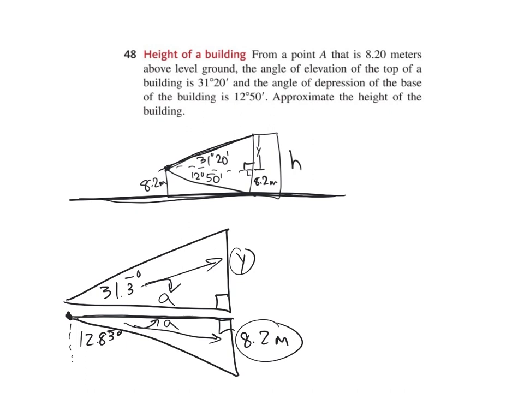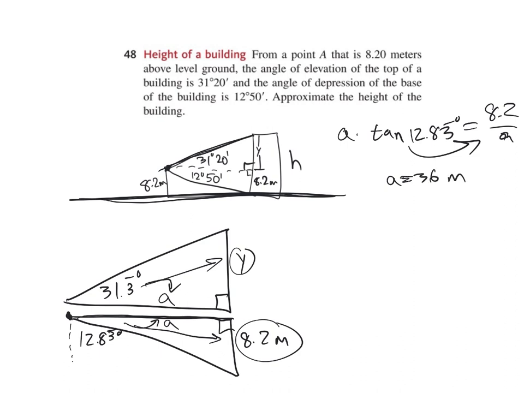You have the opposite leg and adjacent leg, that's tangent. So the tangent of 12.83 repeating degrees is equal to the opposite leg, 8.2 over A. So multiply by A and divide by the tangent. So 8.2 divided by the tangent of 12.83 is 36.0 meters. Okay, so now that we have that, we can do the top triangle.